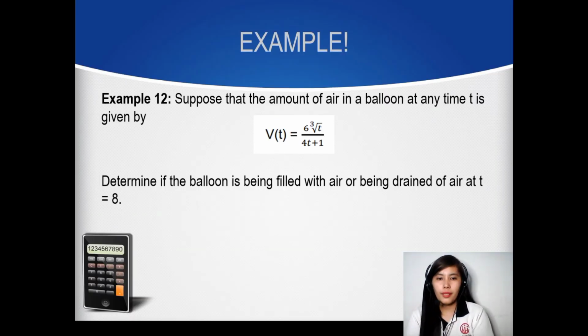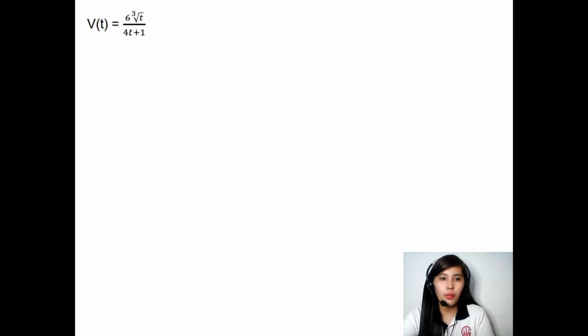Okay, so example number 12. Suppose that the amount of air in a balloon at any time t is given by V of t is equal to 6 cube root of t over 4t plus 1. Determine if the balloon is being filled with air or being drained of air at t is equal to 8. So this equation, let us express this first as 6t raised to 1/3 over 4t plus 1.